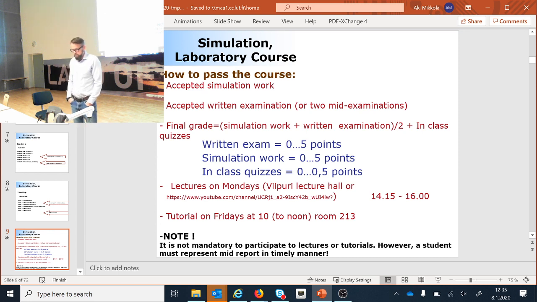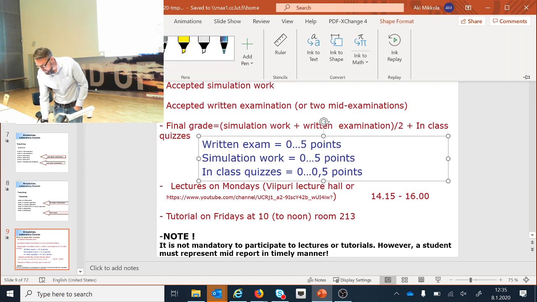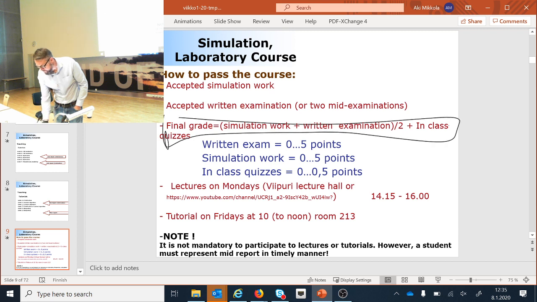So here is a formula that tells you how the final grade is determined. Let me see if I have a drawing here. All right, here's a formula for us. By the way, I forgot my pen back home, so that's why I'm using a little bit of an old-fashioned way to do the writing.